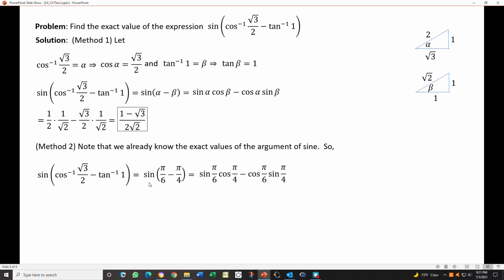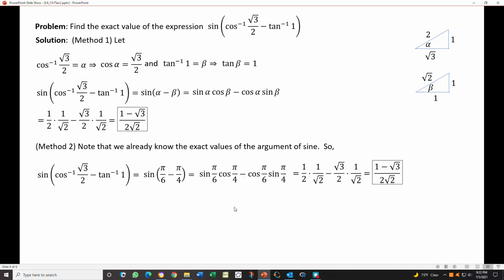This is better. So now let's look at this. Sine of pi over 6 cosine of pi over 4 minus cosine of pi over 6 sine of pi over 4. Basically, I applied sine of a minus b equals sine a cosine b minus cosine a sine b. And when we do that, sine pi over 6 is sine 30 degrees, which is 1/2. Cosine pi over 4 is square root of 2 over 2. Cosine pi over 6 is cosine 30 degrees, which is square root of 3 over 2. And this is square root of 2 over 2. And we get exactly the same as this. That's another way. Cool?